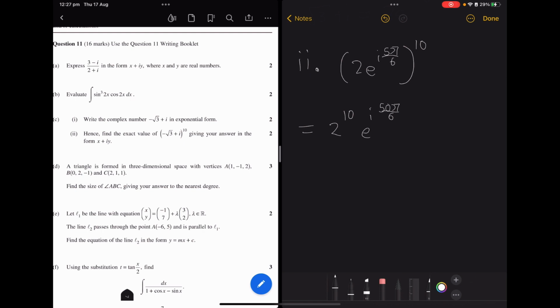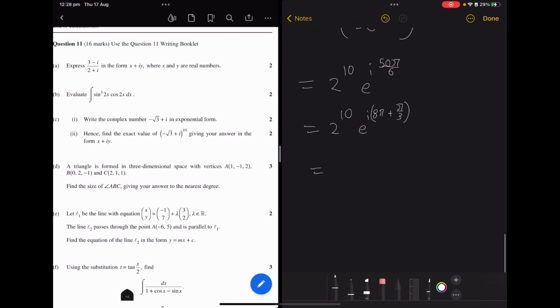So that is going to be equal to 2 to the power of 10 times e^(i(8π plus 2π/6, which is π/3)). Put all in brackets so you can see it. Any rotation of 2π, so 2π, 4π, 6π, 8π, anything like that, is just going to be the same as if you didn't add it at all. That's why we can say this is the exact same as 2 to the power of 10 times e^(iπ/3).